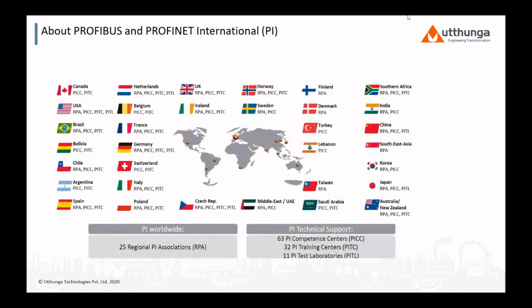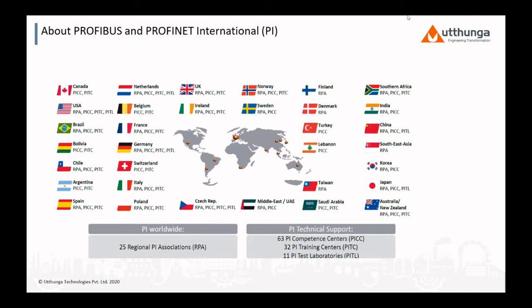Next, I will come to our main topic, PROFIBUS and PROFINET. PROFIBUS and PROFINET is a Siemens proprietary protocol. They have an organization, PI, PROFIBUS and PROFINET International. PI has authorized Utthunga as a PICC, PROFIBUS and PROFINET Competence Center. What a Competence Center does is share knowledge and do trainings for the industries and educate the maintenance guys to do the correct commissioning and make the network as per standards.